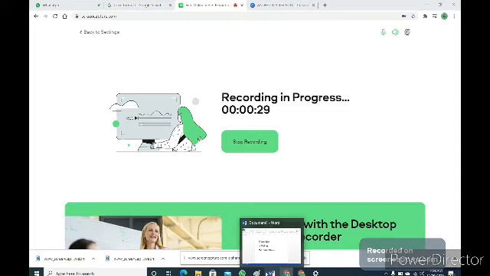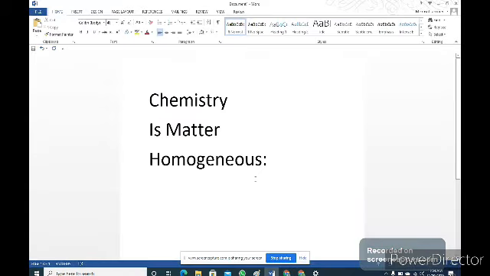And with this, what we say is that in matter around us there are homogeneous and heterogeneous mixtures. Homogeneous is uniform, heterogeneous is non-uniform. So that is all about matter around us pure, and then we have completed here.